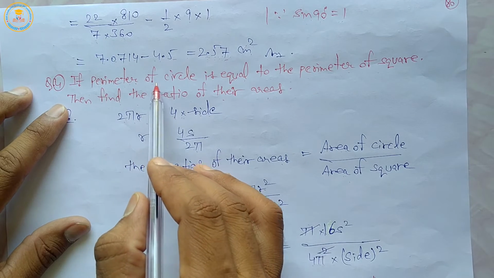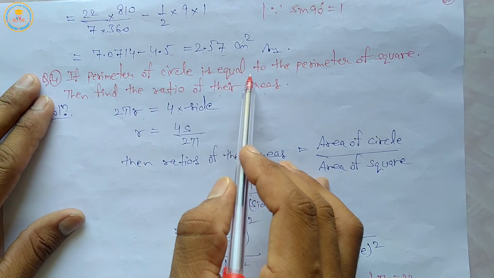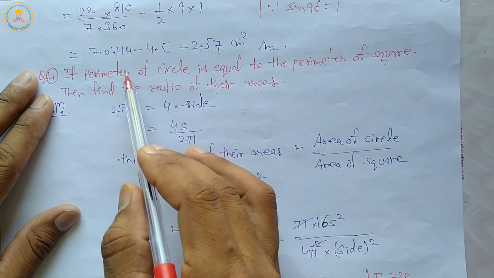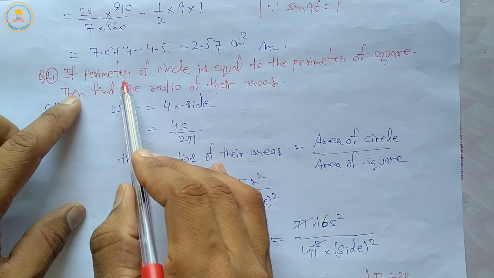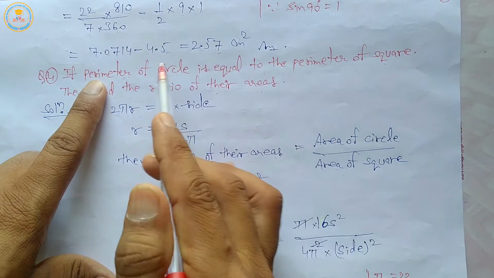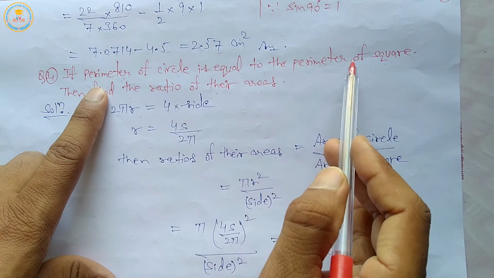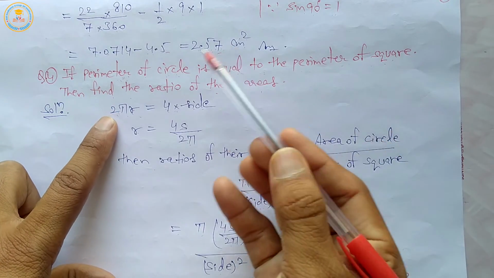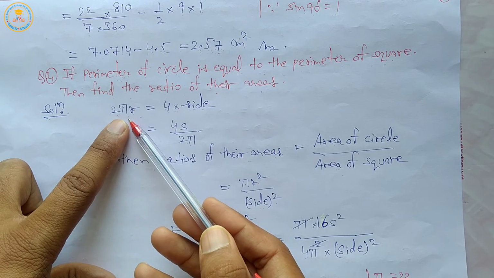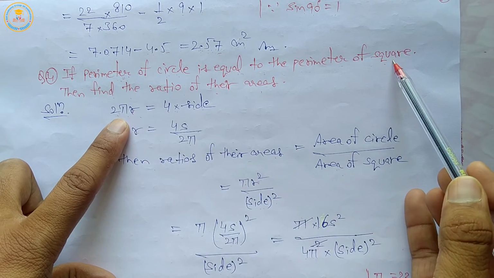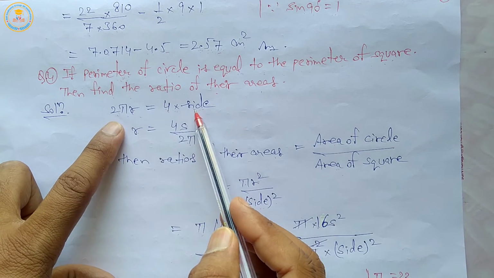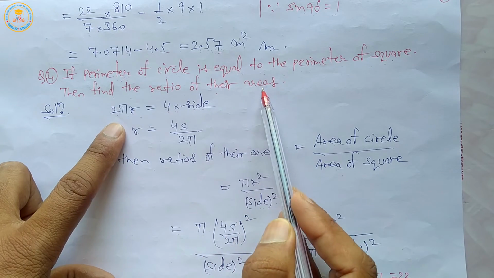If the perimeter of a circle is equal to the perimeter of a square. Perimeter means circumference, perimeter or circumference, same. We know that the perimeter of a circle, the circumference, is 2 pi r, and the perimeter of a square is 4 into side. Okay, first condition given. Then find the ratio of their areas.